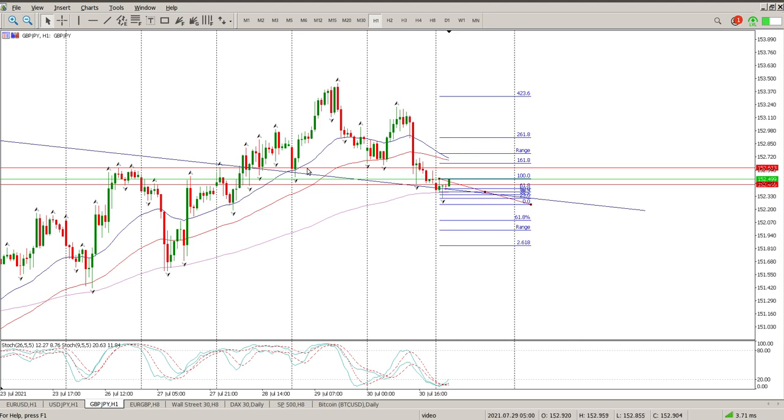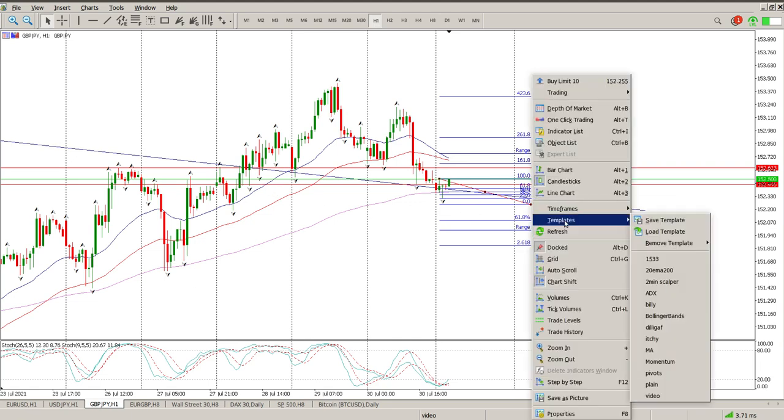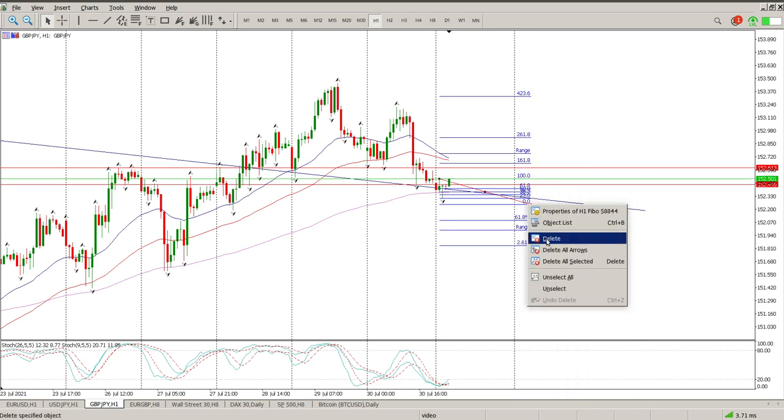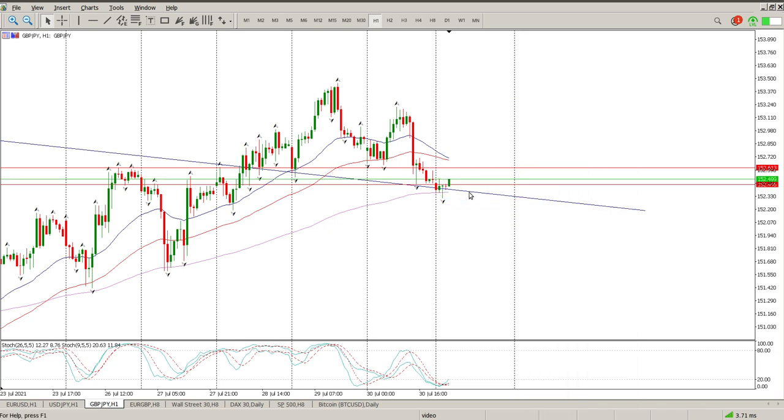I'm looking for longs here. It's testing a diagonal, testing some structure. So that's kind of the way that I see this at the moment. So yeah, look, waiting for structure. Let's see if we can come back and test this area here, 152.446, for another move to the upside.